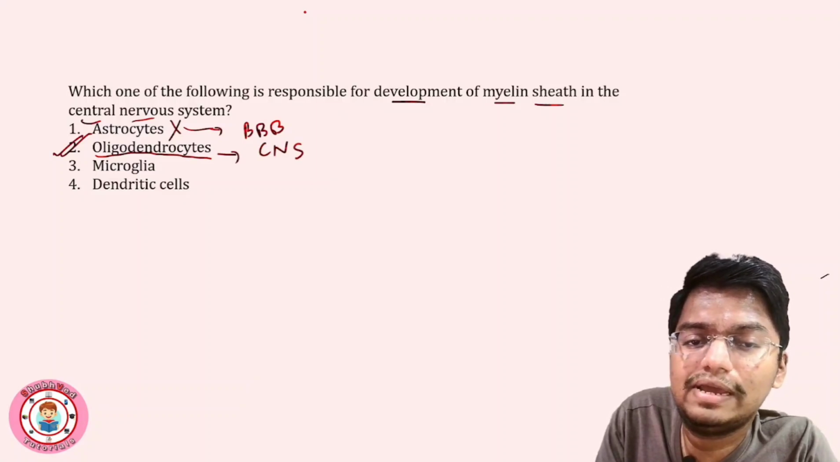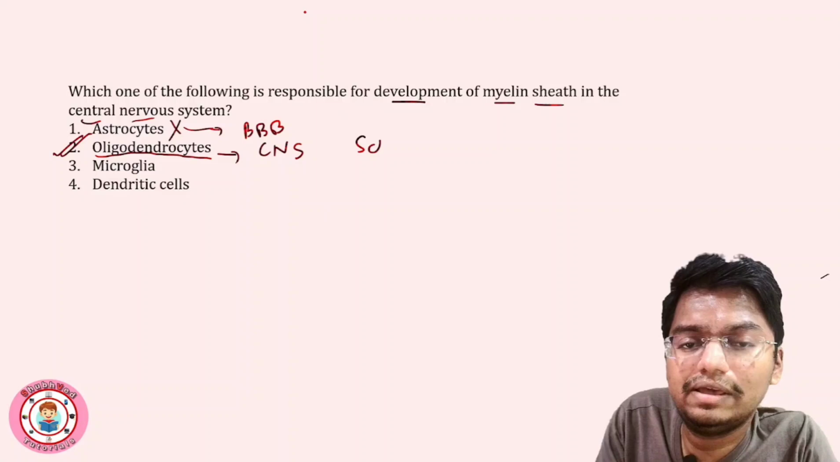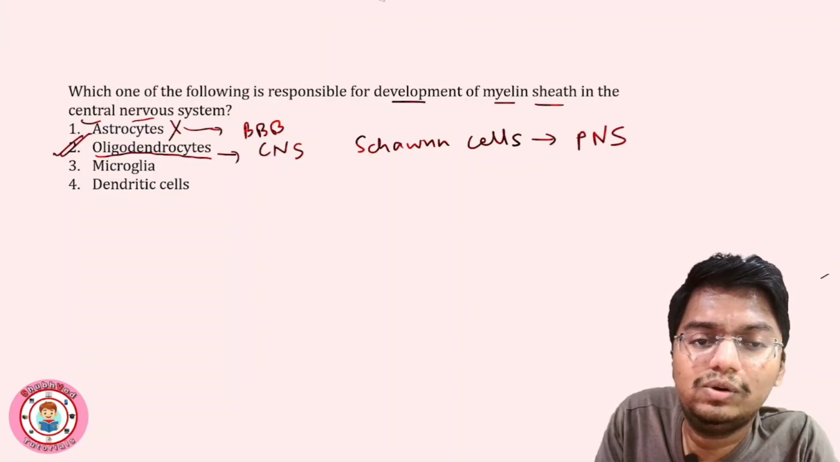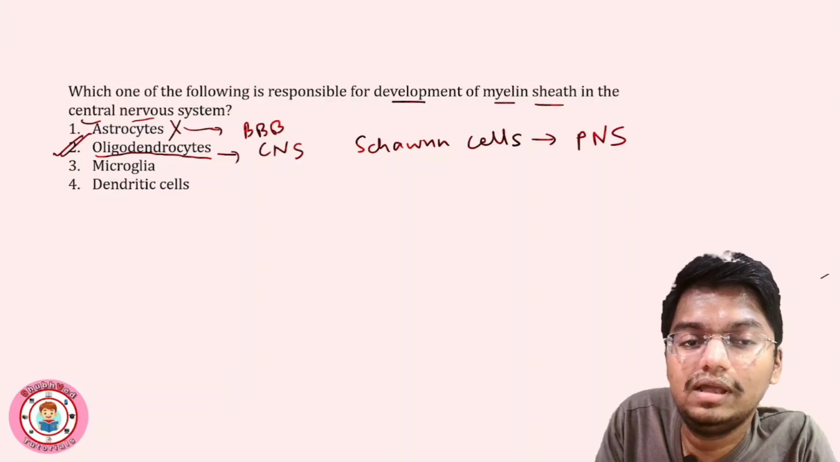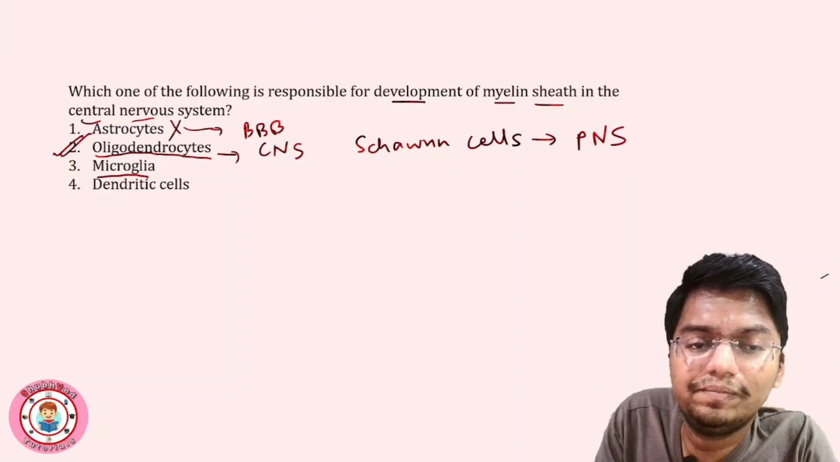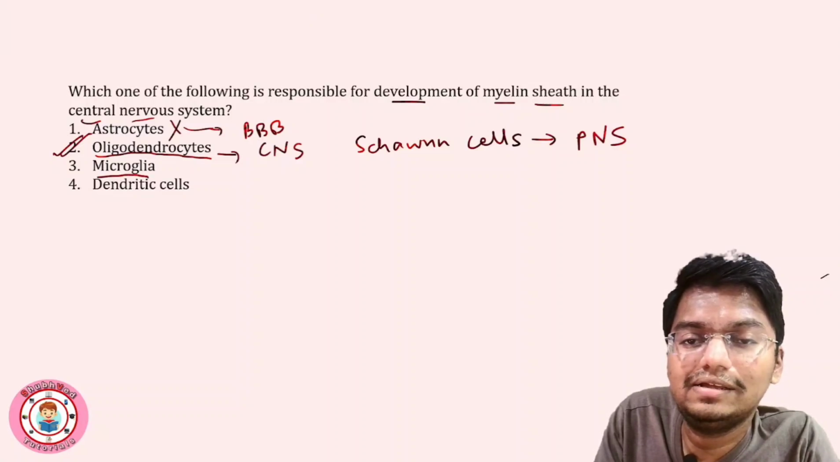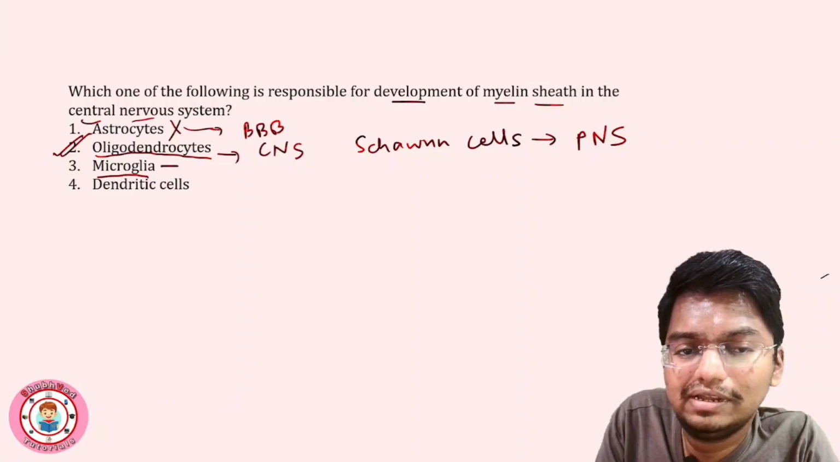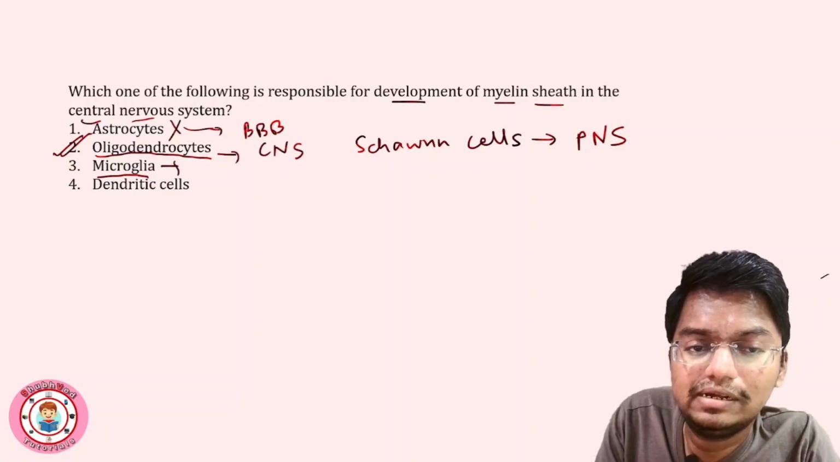CNS myelin sheath. और जो Schwann cells हैं that form myelin sheath in PNS. Okay. Microglia, these are for the phagocytosis, right? Phagocytosis.